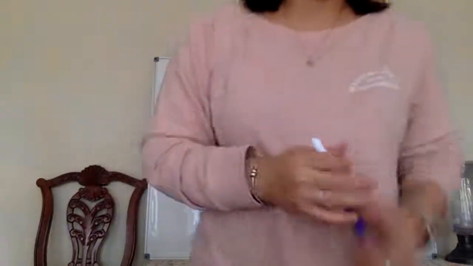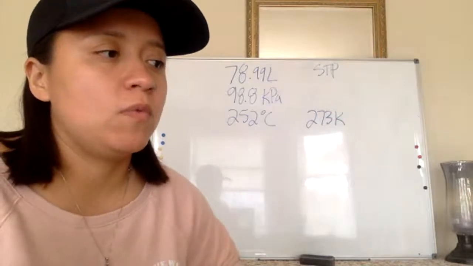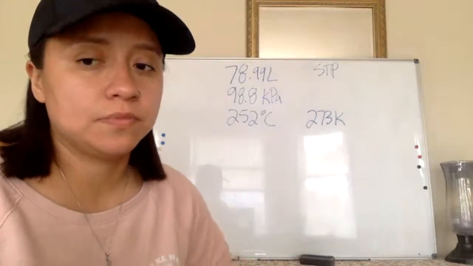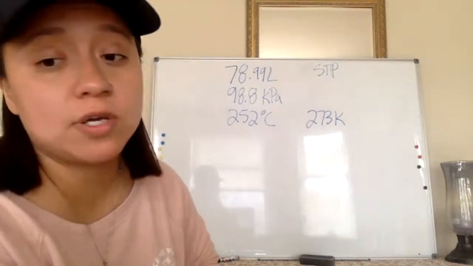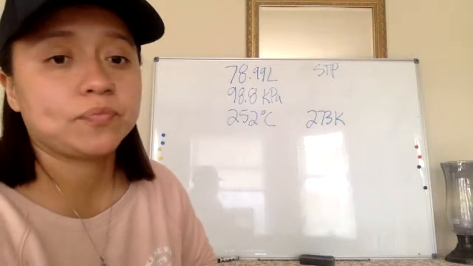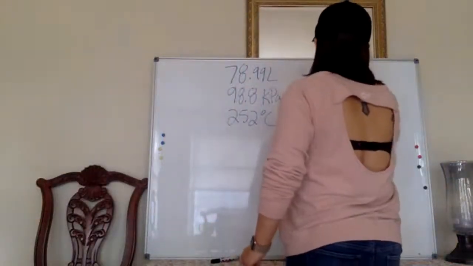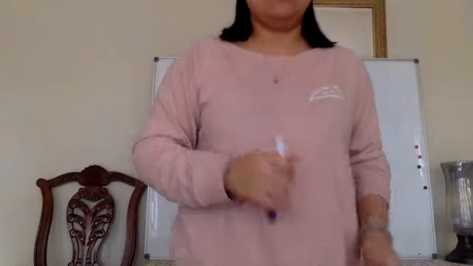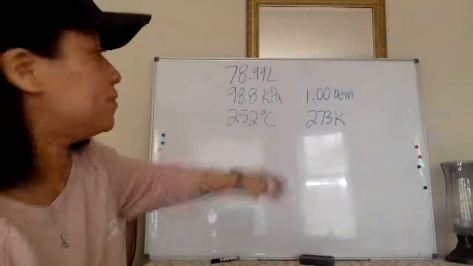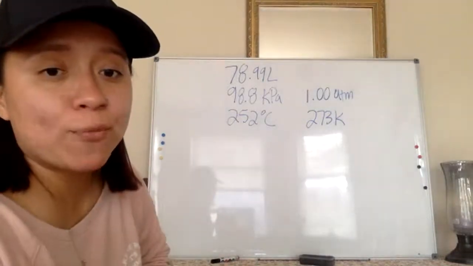Okay. Now, what is your standard pressure? Does anybody know their standard pressure? It's also in your cheat sheet. 1.00 ATM. Nice job, girl. Okay. So as you can see, now you have two numbers as well. 1 ATM, 273 Kelvin. So again, I want you to notice both pressure and temperature.